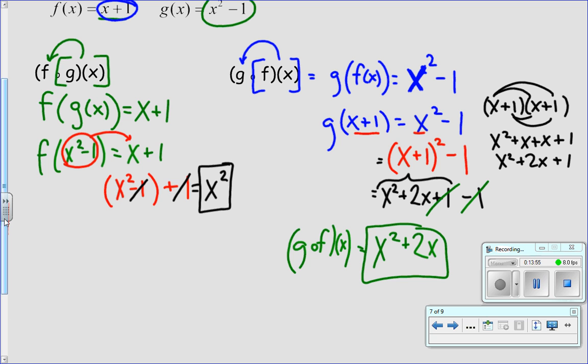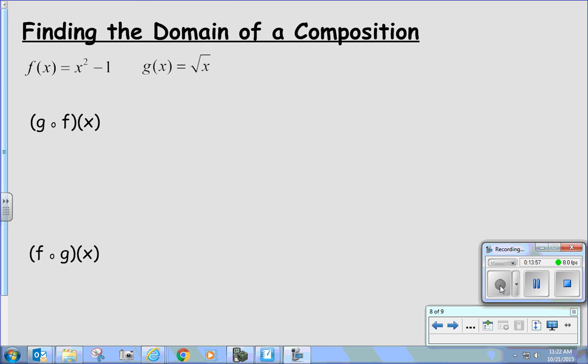It's not horrible. It's not horrible at all. What do we get when we do the composition g of f of x? What did you guys get for an answer?